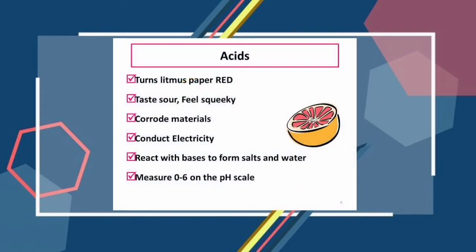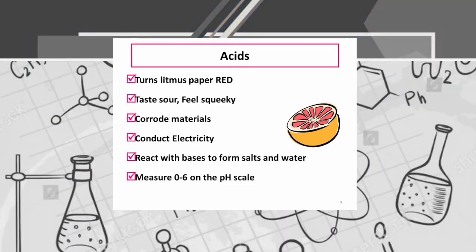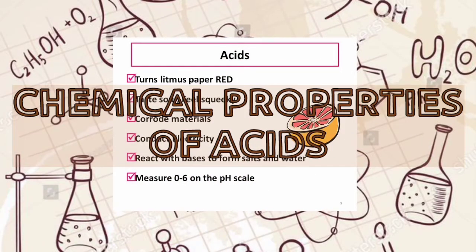These are the properties of acids. They turn blue litmus red. They have a sour taste. They corrode metals. They are good conductors of electricity. They neutralize bases to form salt and water. And as we have seen, they measure 0 to 6 on the pH scale. So, let's have a look at the chemical properties of acids.